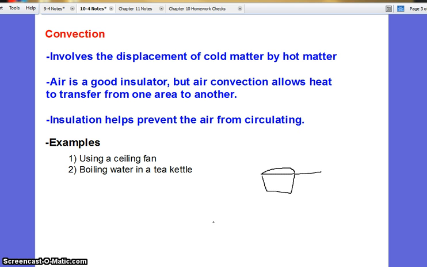Any kind of heating for a house, let's say a radiator. You heat up the section of air right near the radiator or baseboard, and then the air is going to circulate throughout the room, heating up the entire room.